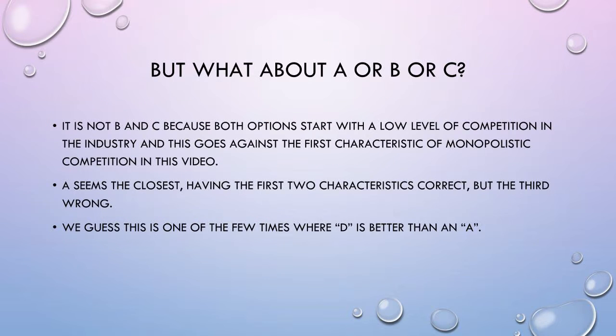So why not A, B, or C? Well, it certainly isn't B and C, because both options start with a low level of competition in the industry, and this goes against the first characteristic of monopolistic competition in this video. A seems the closest, having the first two characteristics correct, but it lets us down with the third one, which was wrong. Coffee businesses don't sell the same type of coffee. Perhaps this is the only time a D is better than an A.